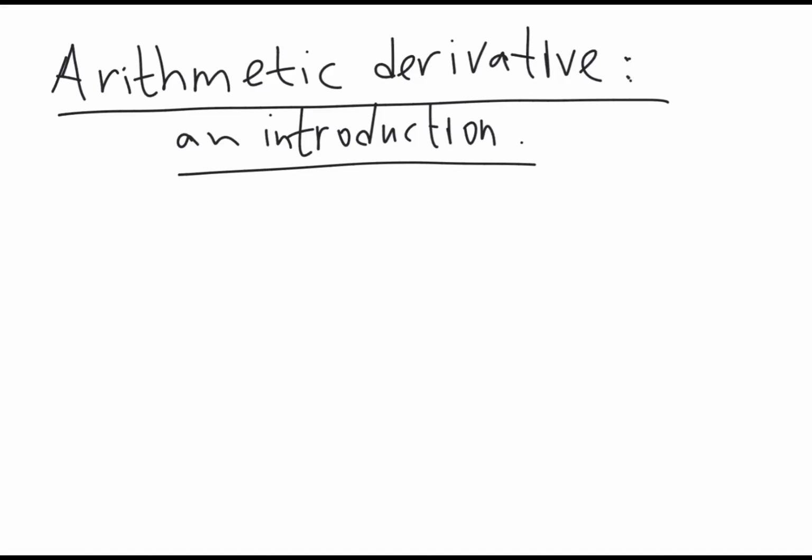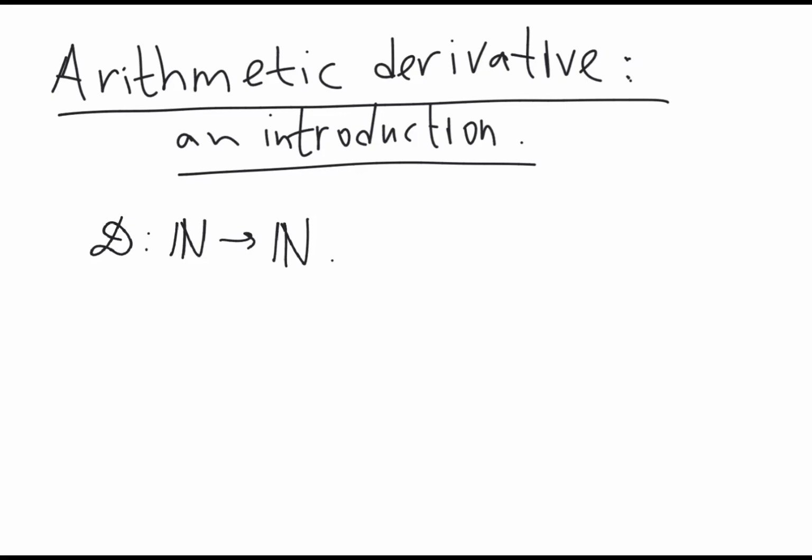Okay, in this video I'm going to talk about the arithmetic derivative. This is a function from natural numbers to natural numbers that is supposed to be similar to the regular derivative of functions. First, we want to make it similar not to the additive properties of the derivative, but to the multiplicative properties.